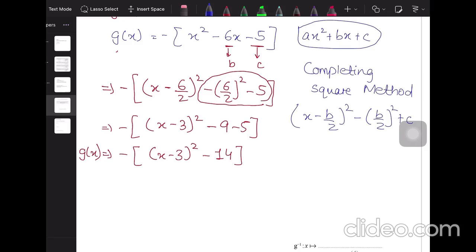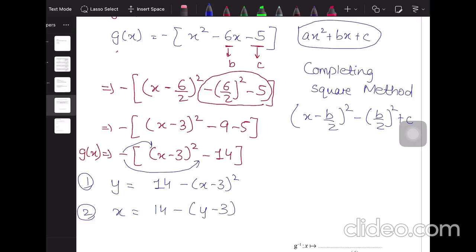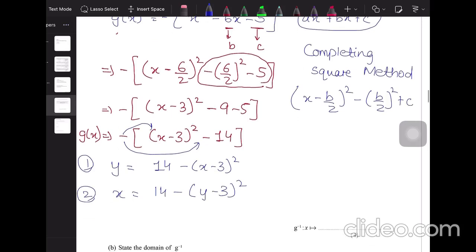Now what is that technique? The first step is to make the function equal to y, and now I'm going to open the brackets as well. I multiply the negative inside. It becomes 14 minus (x - 3)². Negative times negative makes 14 positive. The first step is to write the whole function as y. The second step is to replace x with y and y with x, and then make y the subject.